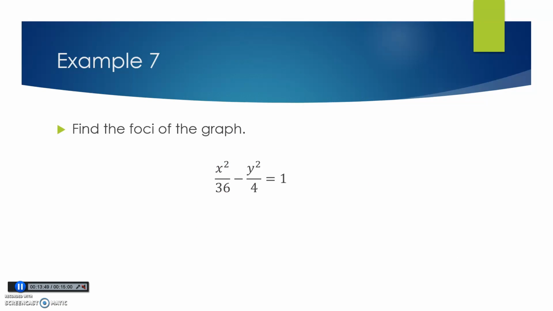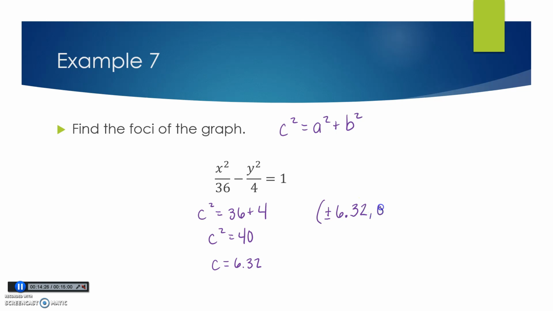All right, to find the foci, this is a hyperbola, so I'm using c squared equals a squared plus b squared. And I'm going to get c squared equals 36 plus 4. So c squared equals 40. I'm going to take the square root of 40 and get 6.32. But I have to write it as an ordered pair. Since the a value is under x squared, the 6.32 is also going to go in the x spot, plus or minus 6.32, 0.